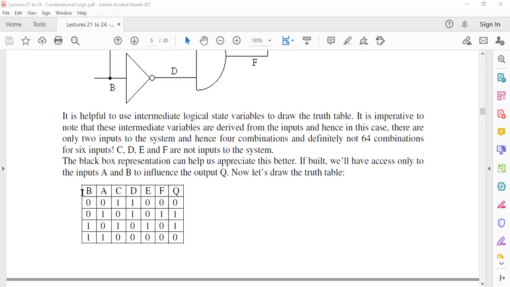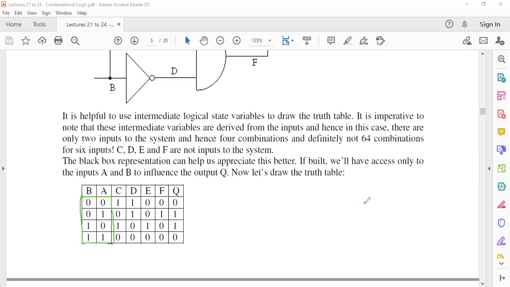So this B and A here are actually your inputs. I just annotate that. So these are your inputs only. And like we said, C, D, E, F are intermediate states. Like we've discussed earlier, you have 2 power 2, so you have 4. So you list all the possible combinations. Then let's start finding C, D, E, F, and ultimately we can find Q.